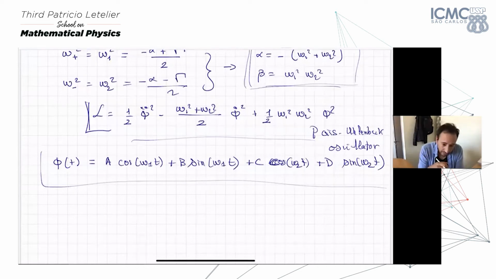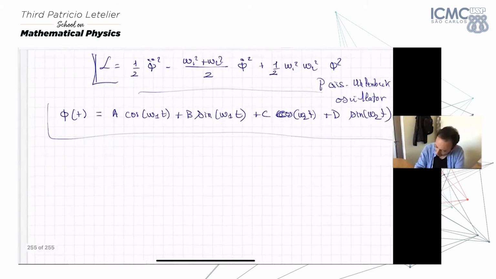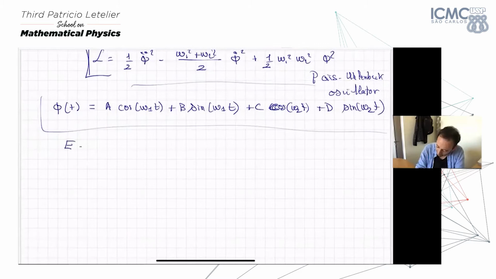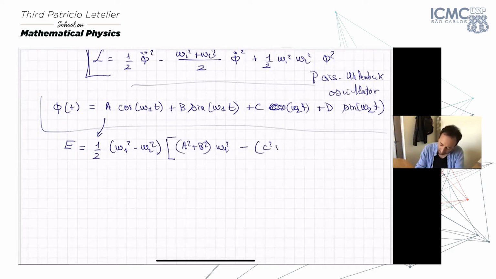And in fact, let's calculate the energy to understand a bit. So we can calculate the Hamiltonian and get the energy. So if we replace that solution, we will get the energy and get that it's 1/2 (omega 1 squared minus omega 2 squared), and we get (a squared plus b squared) omega 1 squared minus (c squared plus d squared) omega 2 squared.